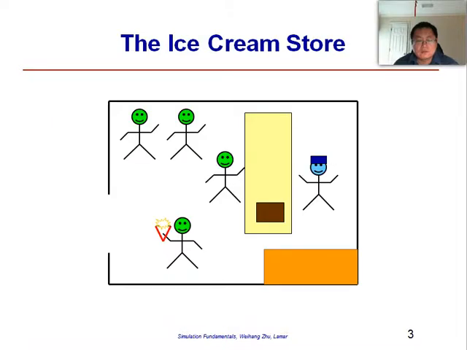Consider an ice cream store. This is a server and a line of customers. The server provides ice creams. Customers buy ice cream one by one. Each customer leaves after getting the ice cream. This is a queuing system.